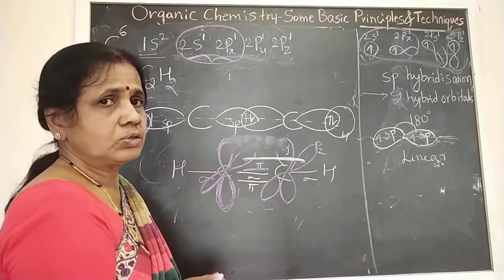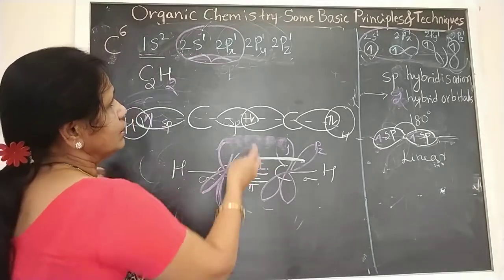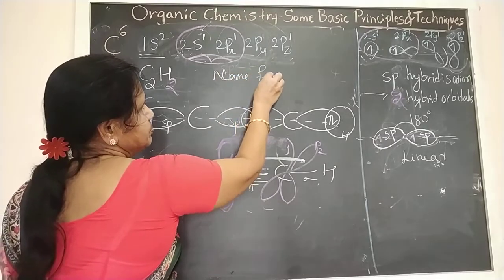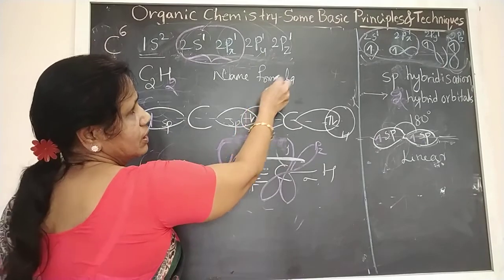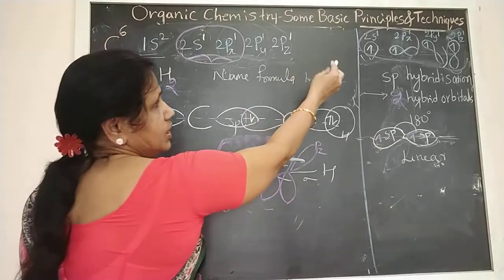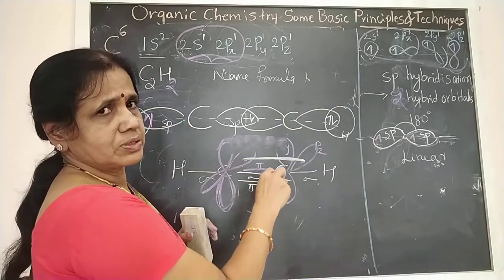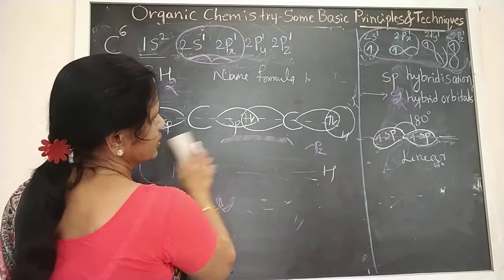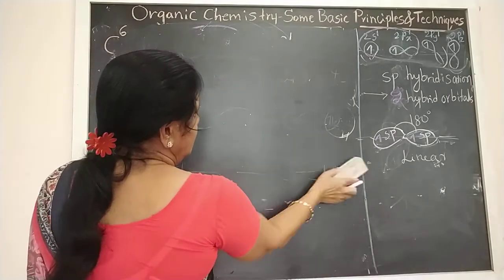So I told you to do the homework, that is making the tabular column: write down the name and formula. Name methane, then methane formula, then hybridization, which hybridization the carbon is undergoing, and the number and types of bonds, then shapes, bond angle. Bond angle is not important. Okay, so this much we studied in the last class.